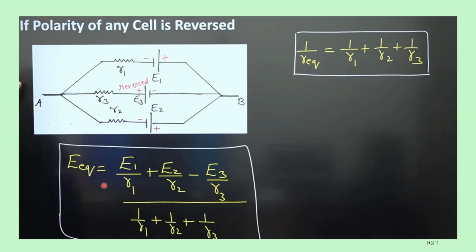Then E equivalent will be equal to (E1/R1 + E2/R2 − E3/R3) divided by (1/R1 + 1/R2 + 1/R3). There is no change in internal resistance: 1/R equivalent is equal to 1/R1 + 1/R2 + 1/R3.